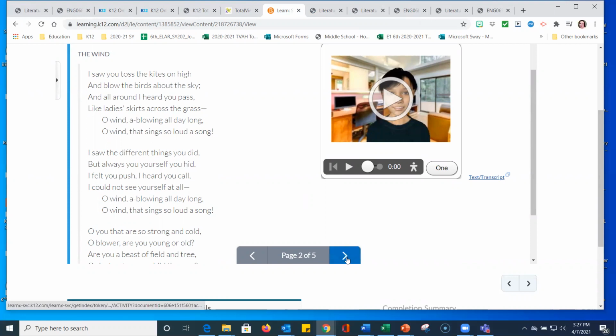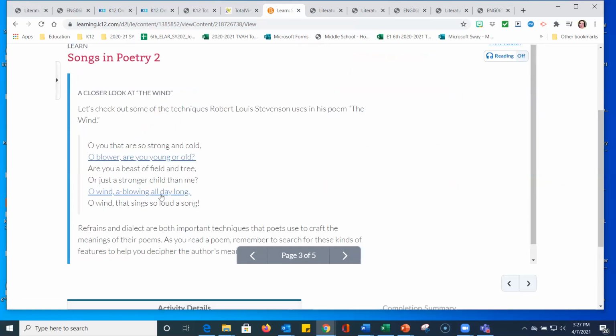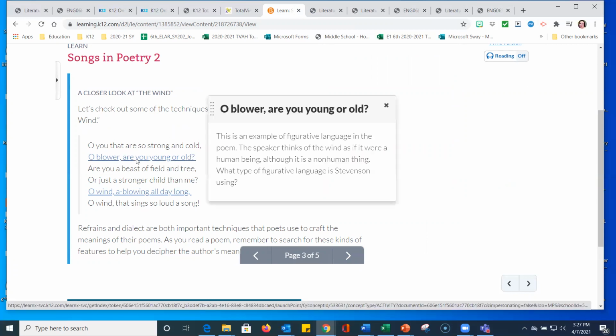All right, now that you've listened to it twice, and hopefully you followed along as well, we're going to go to slide 3, a closer look at The Wind. Let's check out some of the techniques Robert Louis Stevenson uses in the poem, The Wind. Oh, you that are so strong and cold, oh blower, are you young or old? This is an example of figurative language.